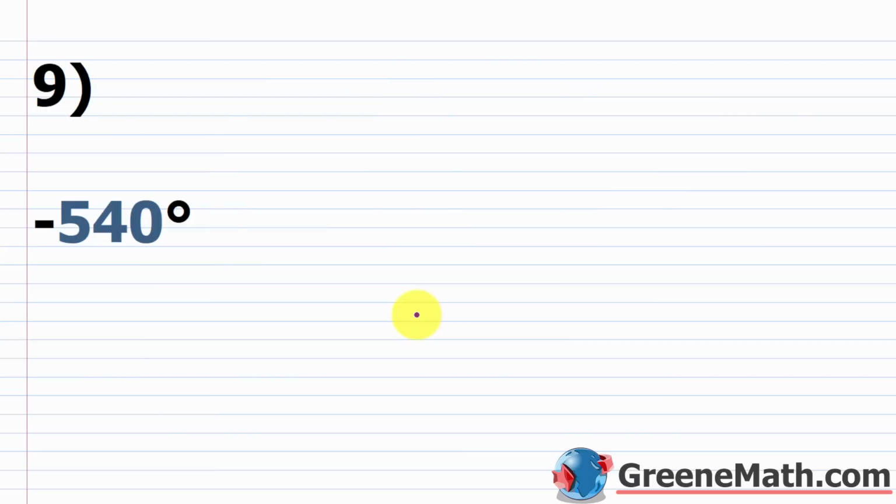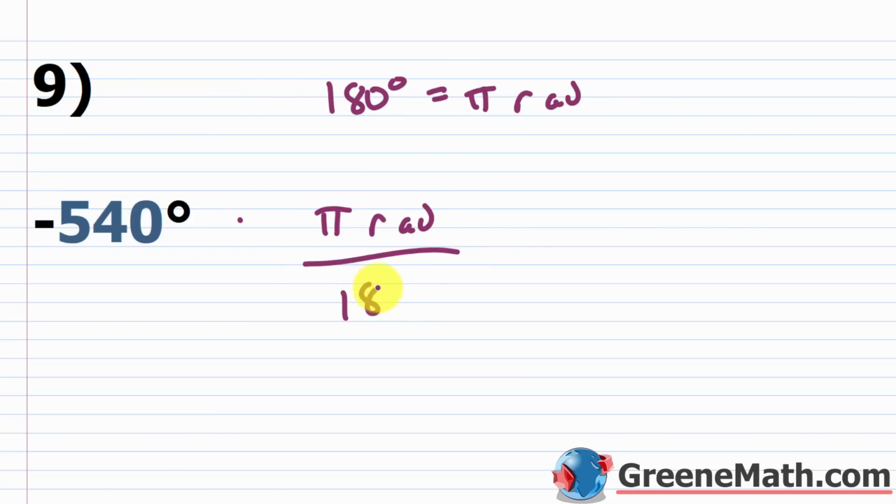Okay, let's take a look at problem number 9. So we have negative 540 degrees. So once again, 180 degrees is equal to pi radians. So let's multiply this by, again, I'm going to put pi radians in the numerator, and I'm going to put 180 degrees in the denominator. Always put what you don't want in terms of the units in the denominator. That's all you have to remember. So this is going to go away. My answer will now be in terms of radians.